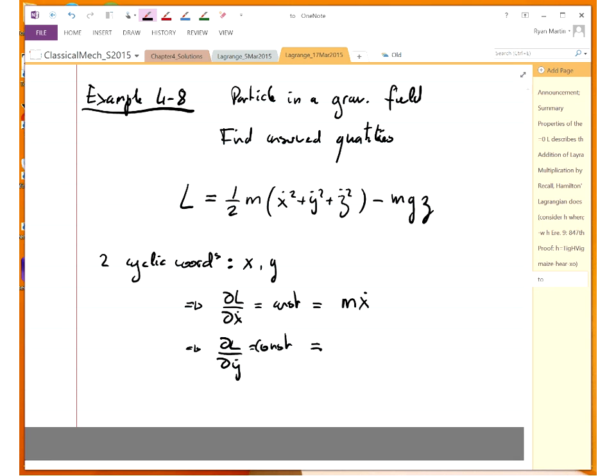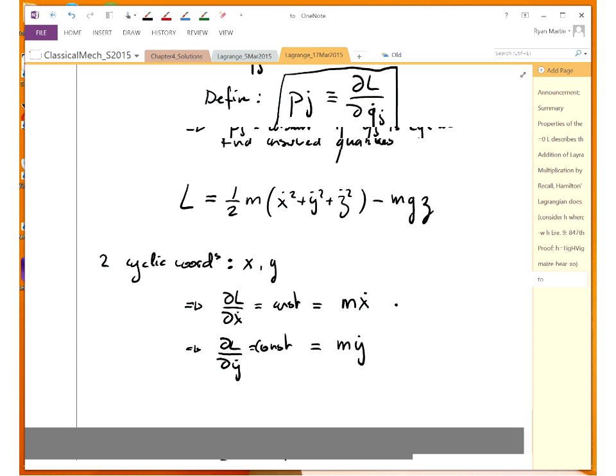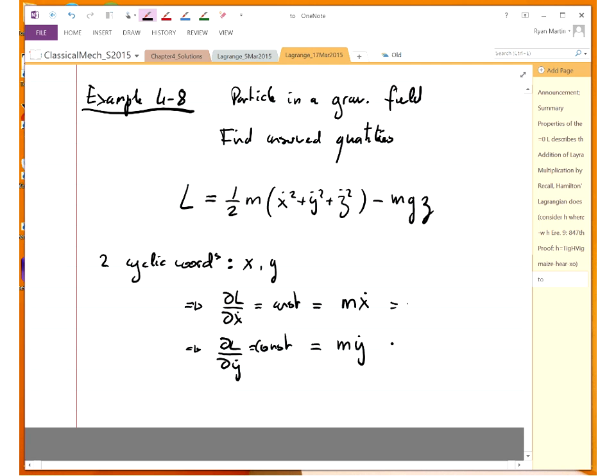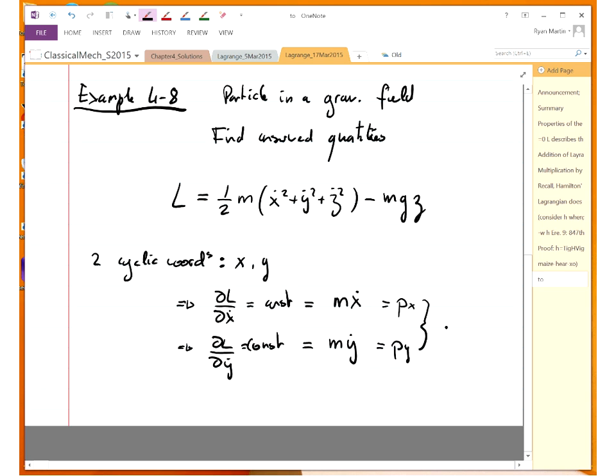Same thing with ∂L/∂ẏ, which needs to be a constant, and that's going to be, if I do take the partial derivative, I get mẏ. And those two things are constants. And now maybe it's obvious why I decided to call those things p_j. So in that case, we would have p_x and p_y, and those are the x and y components of linear momentum.